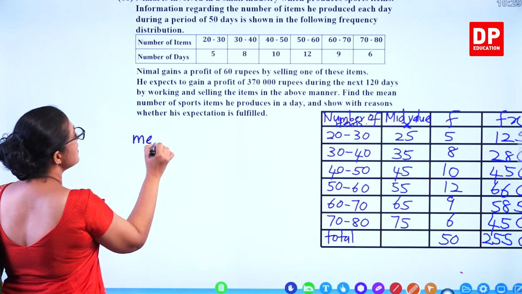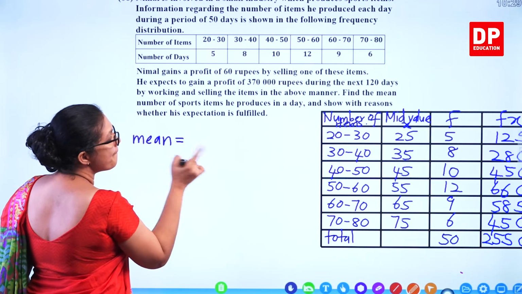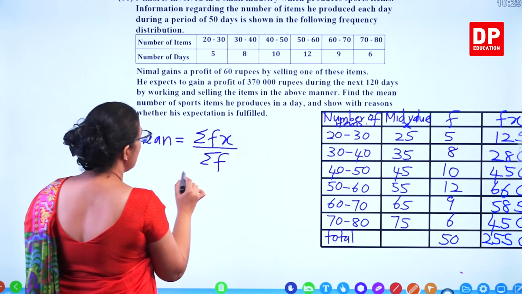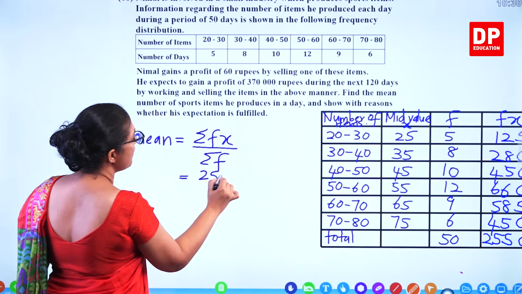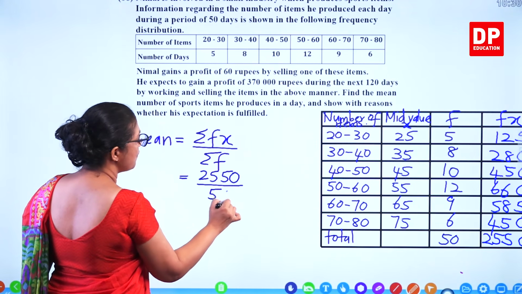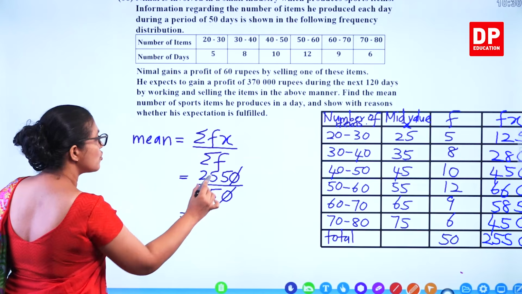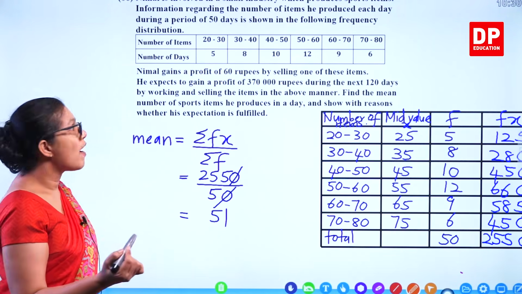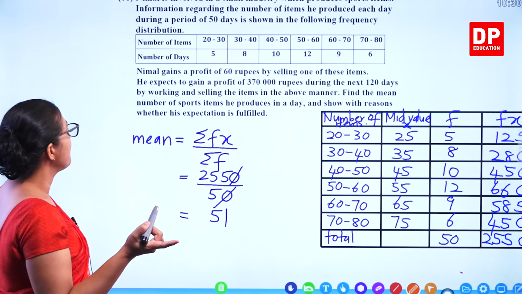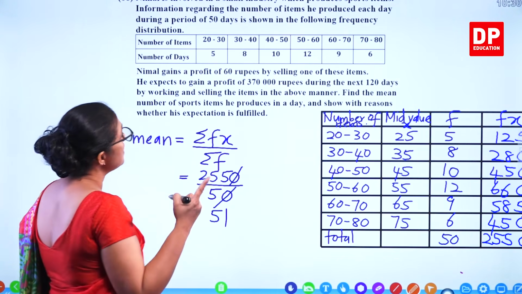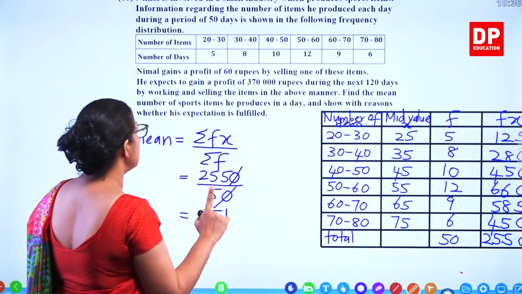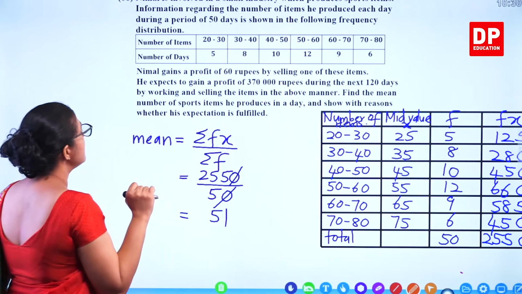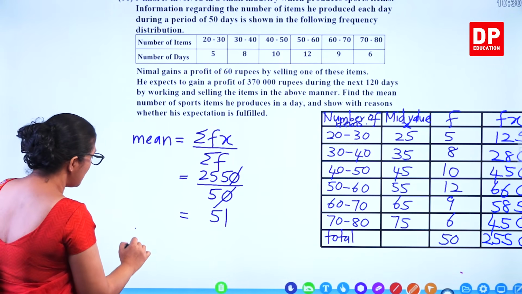So how do you find the mean value? Mean is equal to sigma fx over sigma f. Total fx is 2550 divided by 50. Zero gets cancelled out, so you get 51. So mean number is 51, that means number of items selling per day is 51. And now it says Nimal gains a profit of 60 rupees by selling one of these items and he expects this profit for 120 days. So we'll find out the profit gain.